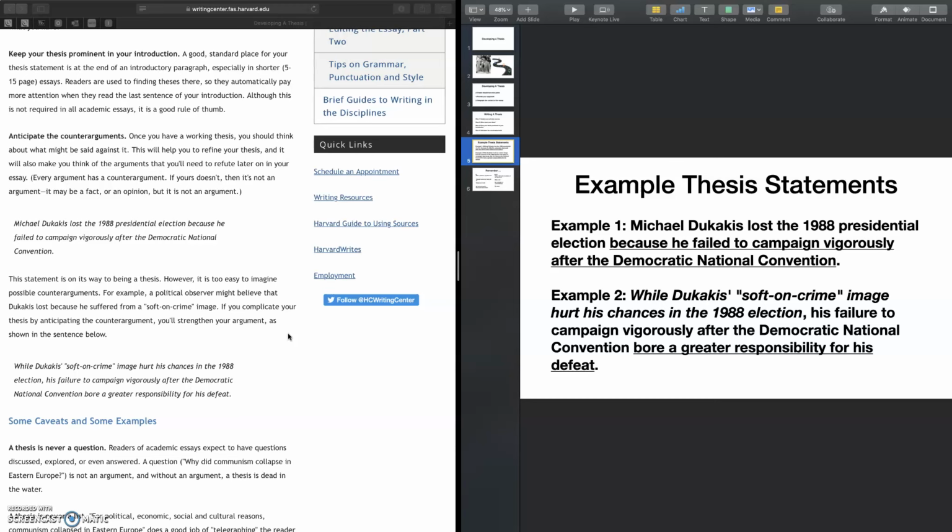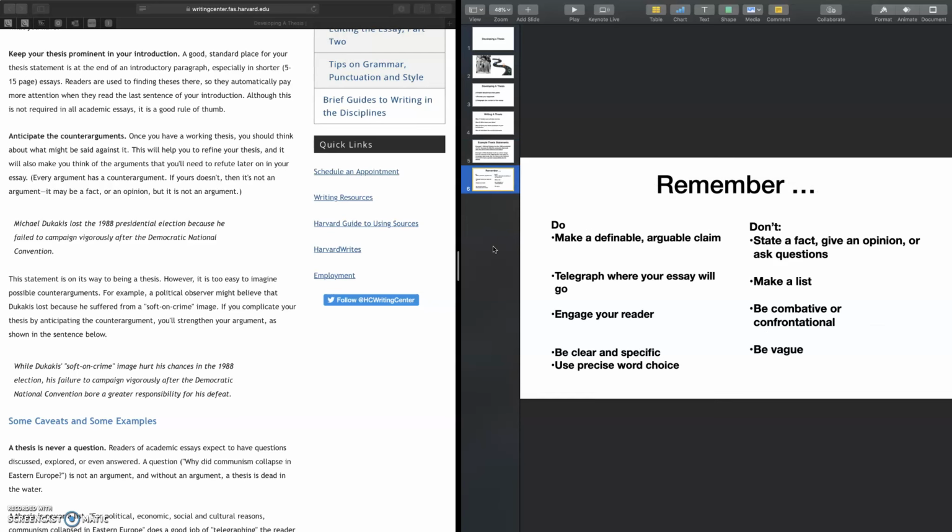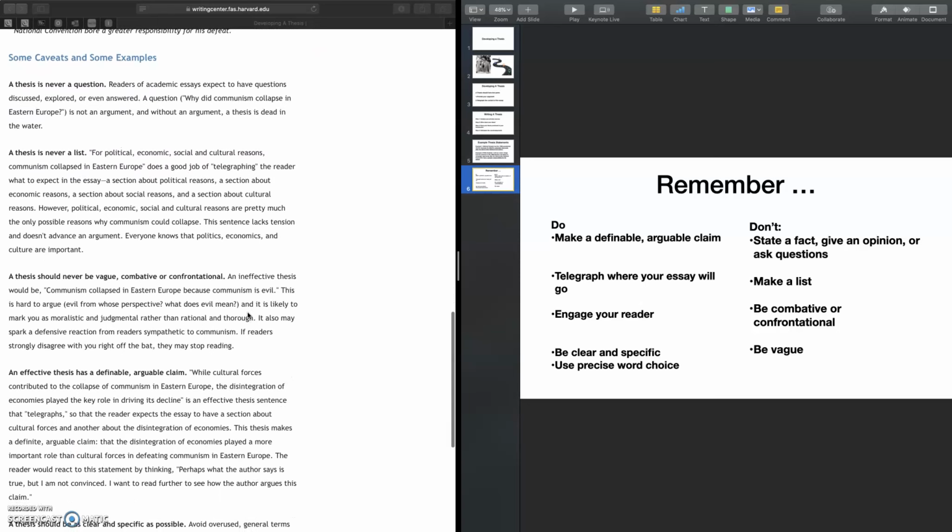Before we conclude, let's take a look at the caveats and do's and don'ts that Harvard College Writing Center provides. First, a thesis is never a question. While a question may engage readers, it does not provide an argument for you to prove. Two, a thesis is never a list. You do want to include a sense of the support you will use, but listing comes close to stating facts. It doesn't allow for tension or a sense of argument.